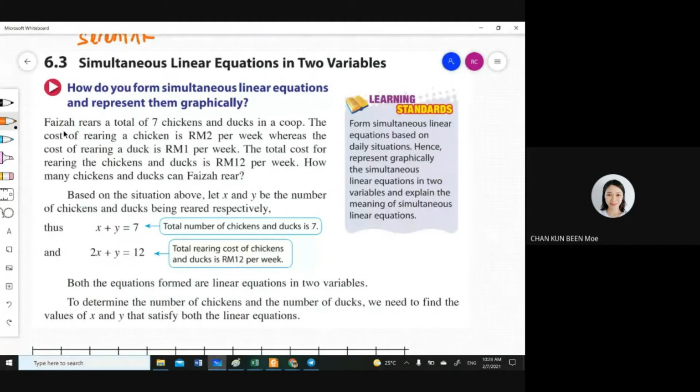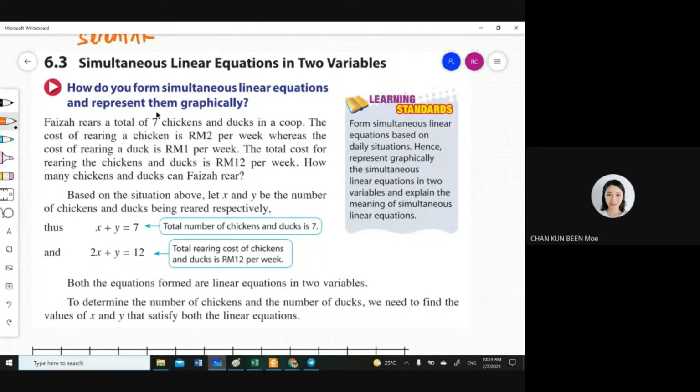Good, clear. Faiza rears a total of 7 chickens and ducks in a coop. The cost of rearing a chicken is RM2 per week, whereas the cost of rearing a duck is RM1 per week. The total cost for rearing the chicken and duck is RM12 per week. How many chickens and ducks can Faiza rear? Okay, thank you very much.